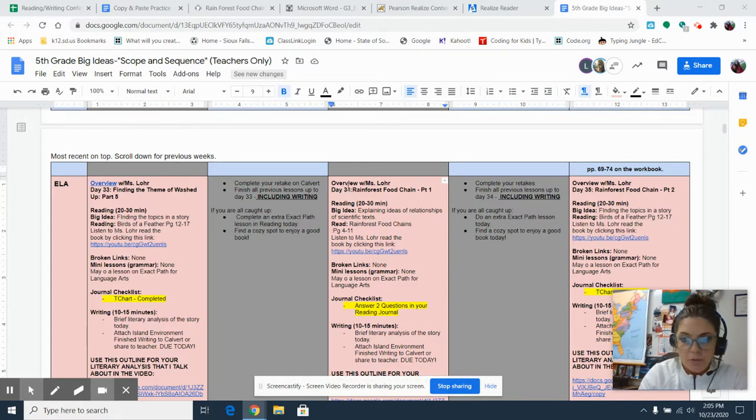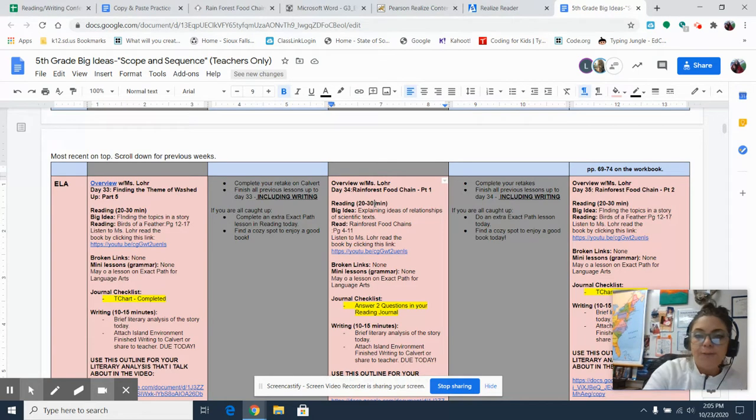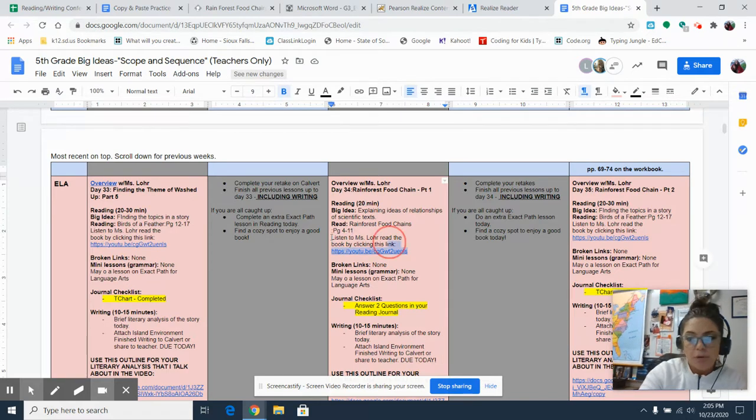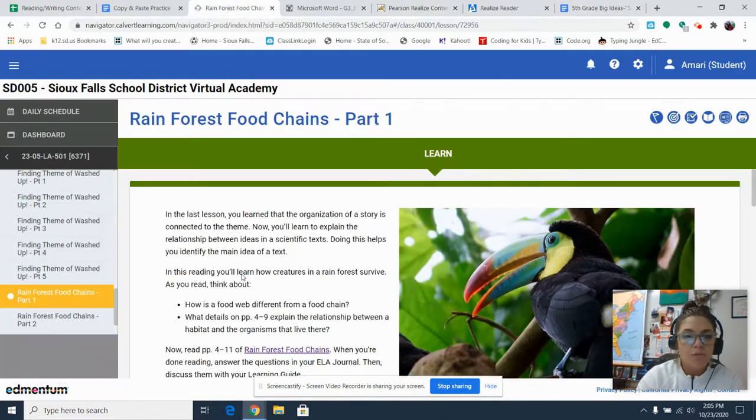We're doing day 34 of ELA for Wednesday, October 28th, and it is the Rainforest Food Chain Part 1. Your reading is probably only going to take you, I would say, 20 minutes today. And the main idea behind this lesson is that you should be able to explain ideas and their relationships of scientific texts. We're going to be reading Rainforest Food Chains on pages 4 through 11. And there are not any broken links. You shouldn't have any issues with that. Let's take a look at how this is going to go for you today.